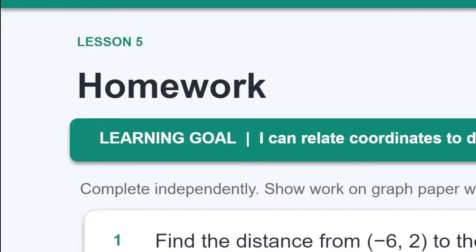Number 1, find the distance from (-6, 2) to the y-axis. Number 2, find the distance from (-6, 2) to the x-axis. Number 3, find the distance between (-5, 3) and (2, 3). Number 4, find the distance between (4, -2) and (4, 5). Number 5, explain why absolute value is useful for distance.